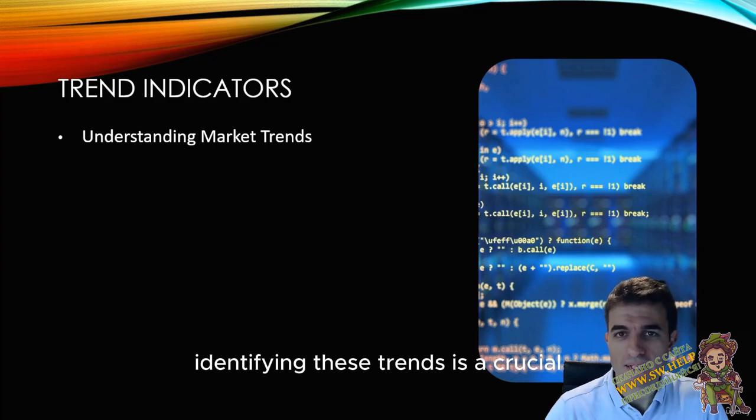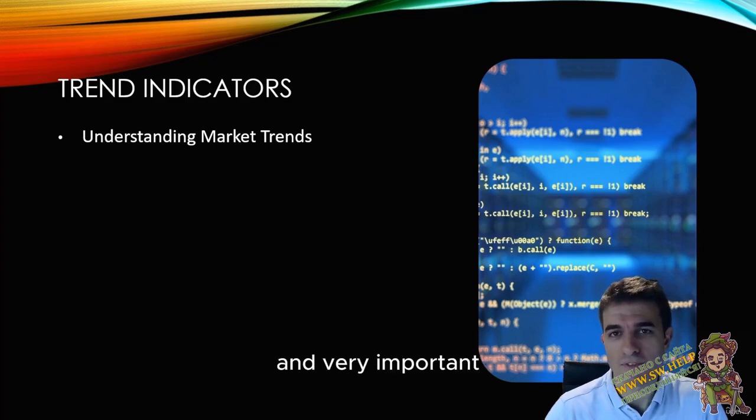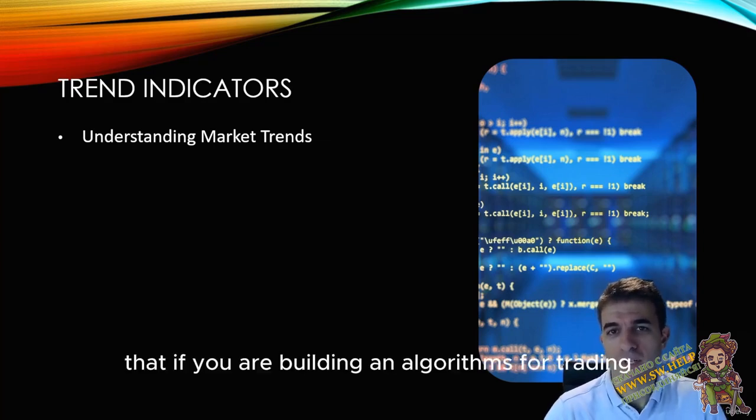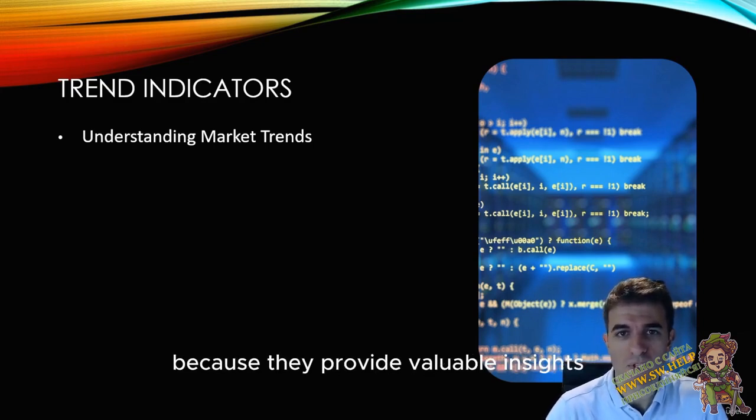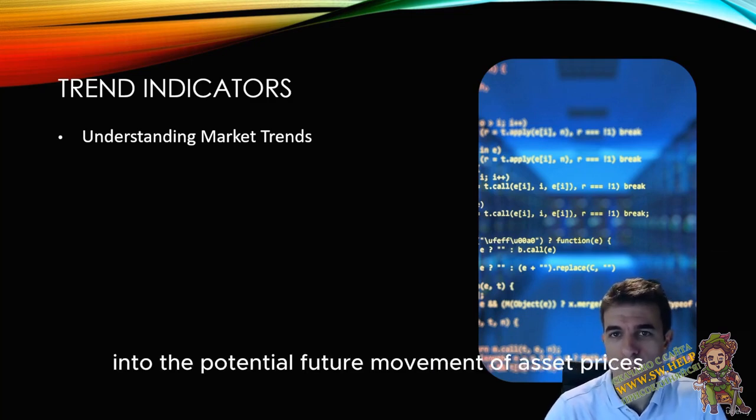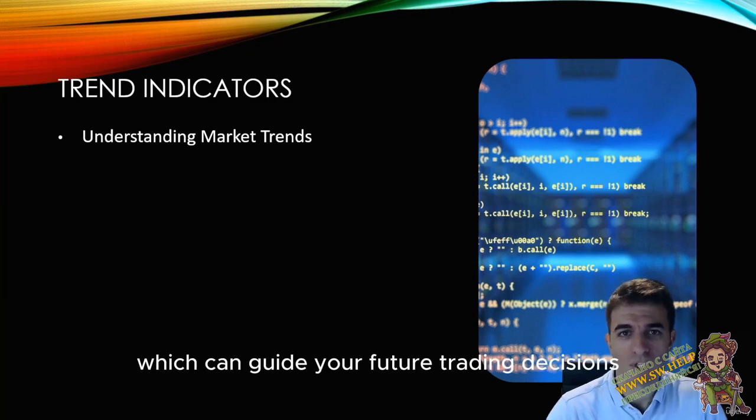Identifying these trends is a crucial and very important step if you are building algorithms for trading. It's also crucial for manual traders because trends provide valuable insights into the potential future movement of asset prices, which can guide your future trading decisions.